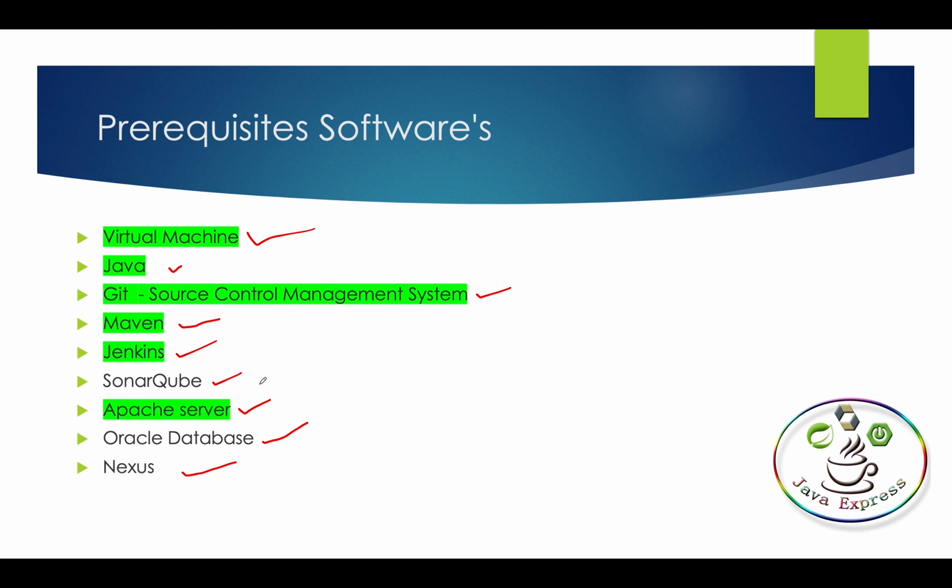Whatever I am highlighting in green, we will install these software. This whole set of steps we can automate by using a Jenkins job. We will see in the next section how to create an EC2 instance and how to install this software in the AWS EC2 instance. We will see that in the next tutorial.